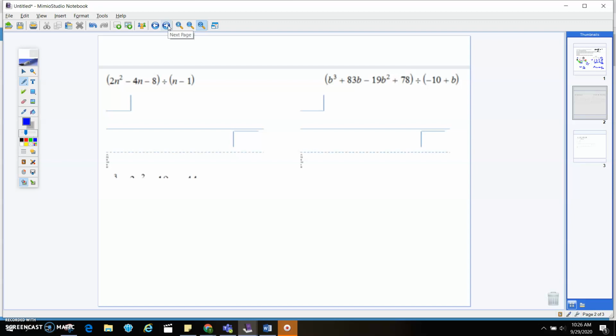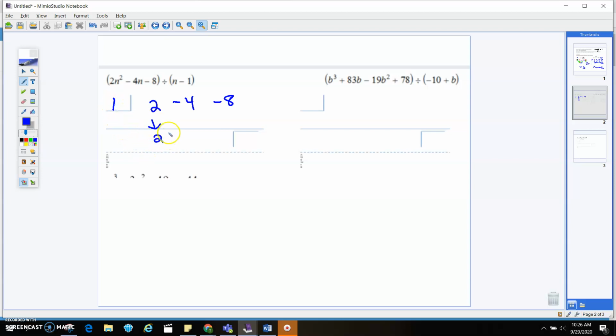Let's try another one. Okay? So we're going to change the sign of this guy, so we're going to get 1. We're going to write out all the coefficients. We're going to bring down the first term.